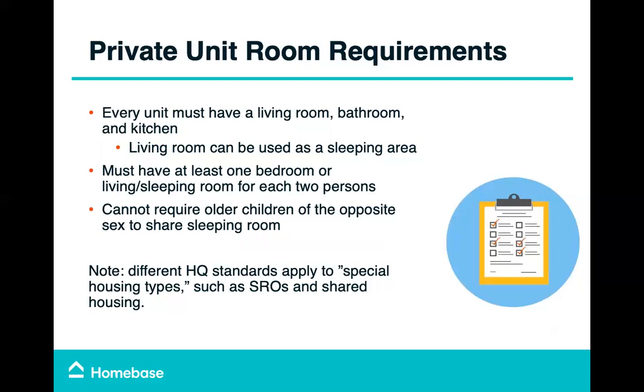With regard to the amount of space per person, this is something where the CoC program interim rule deviates from the HQS regulations. The CoC program interim rule says that you must have at least one bedroom or living/sleeping room for each 2 persons. And again, like I said, HUD sometimes grants waivers in high density areas. The CoC program interim rule also says that the unit configuration cannot require older children of the opposite sex to share a sleeping room. HUD does not define older children. This is an area for your discretion.